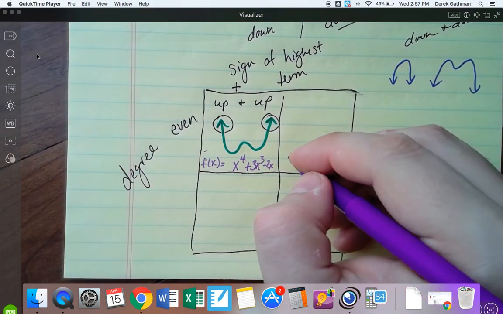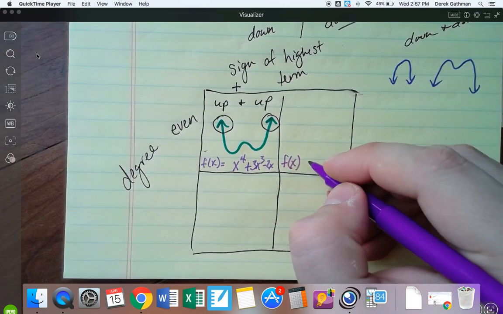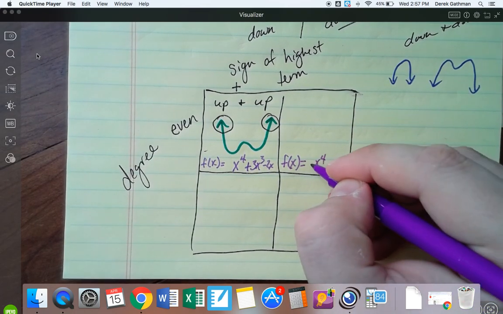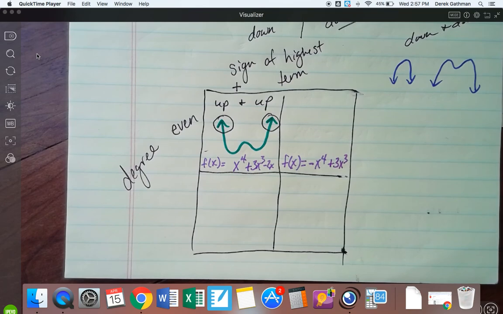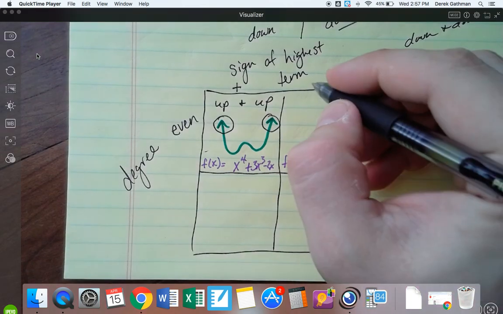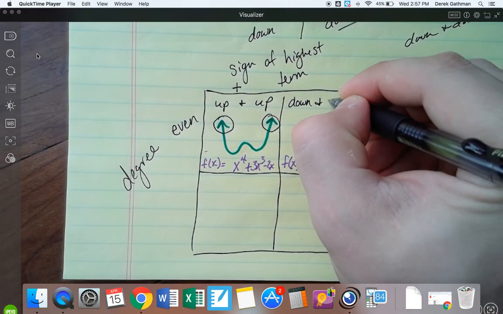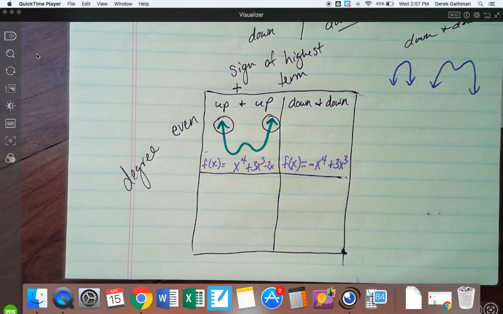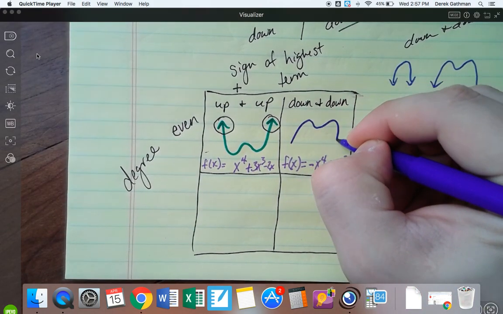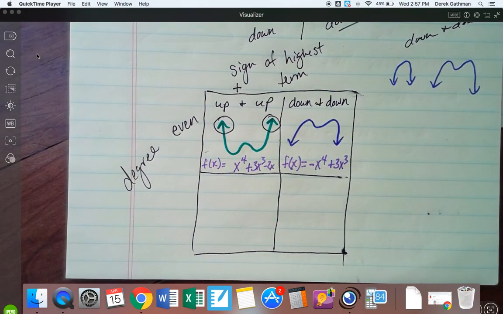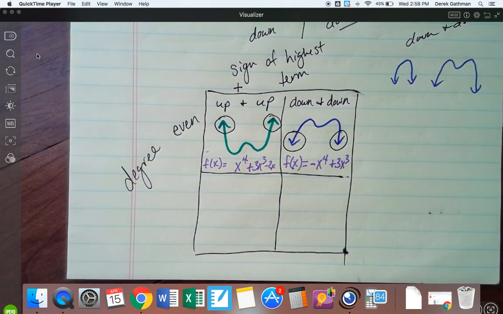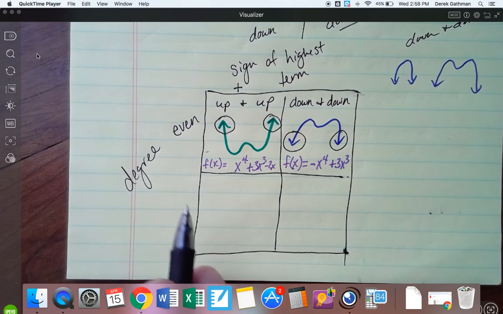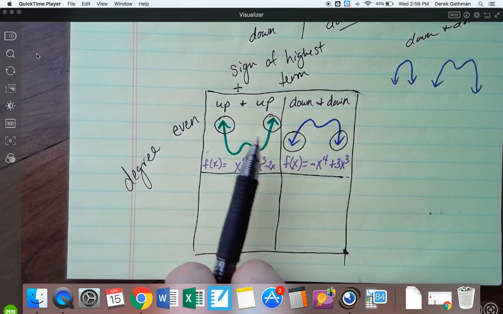Now, if I take that same function and I keep the degree the same, but I make it negative out in front of that opening term, and let's say I have a plus 3x cubed, whatever. It's still an even function, but I'm going to have down and down end behavior. And so my function is going to end up going down on the ends. And again, it doesn't matter what's going on in the middle of your function, it is all about the end behavior, the ends of your graph, down and down. So that's for even. If they're even, they're going the same direction, either up and up or down and down.